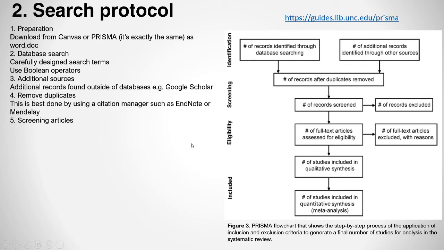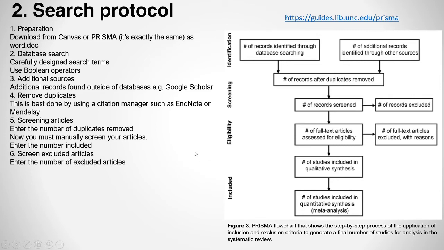And then at each stage, you just record the number of articles that you've removed. So enter the number of duplicates removed and then what you're left with. And then again, when you hand sort through them, like I just did, record the number that you excluded there. Again, the number that you're left with.